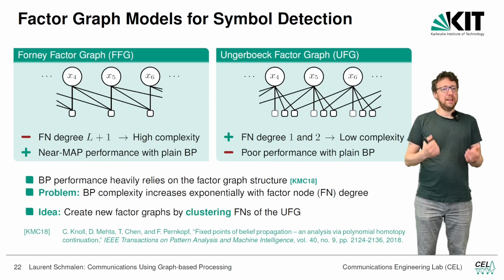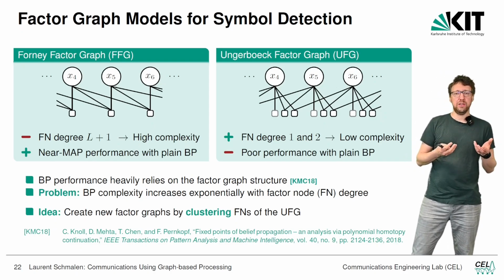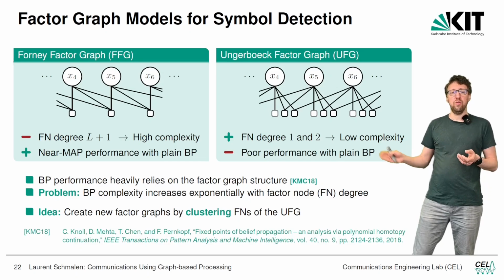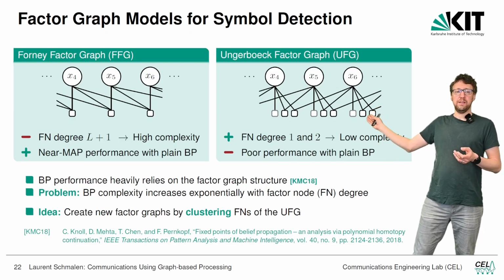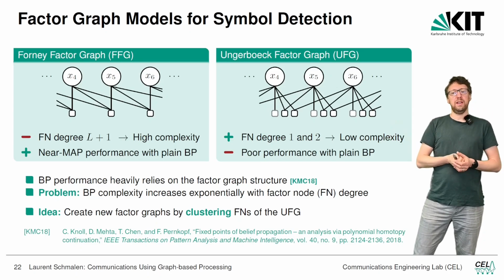And now the idea is, can we create new representations of this vector graph by clustering? And clustering means we generate new vector nodes, like these square nodes, by grouping them together and interpreting them as a larger degree effective node. And we apply this to the Ungerberg vector graph.